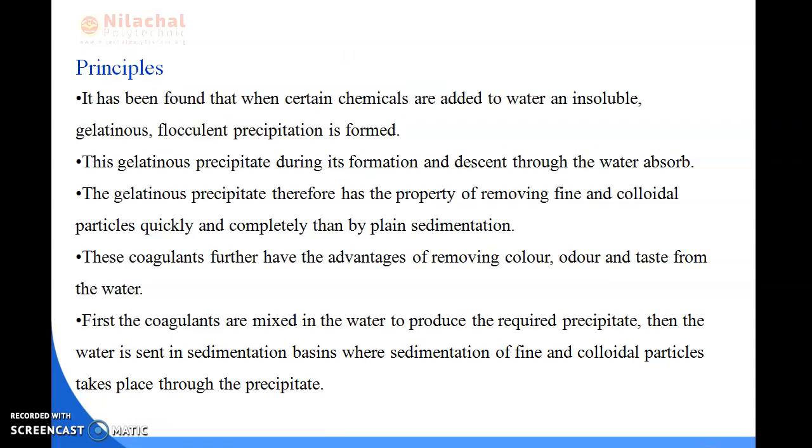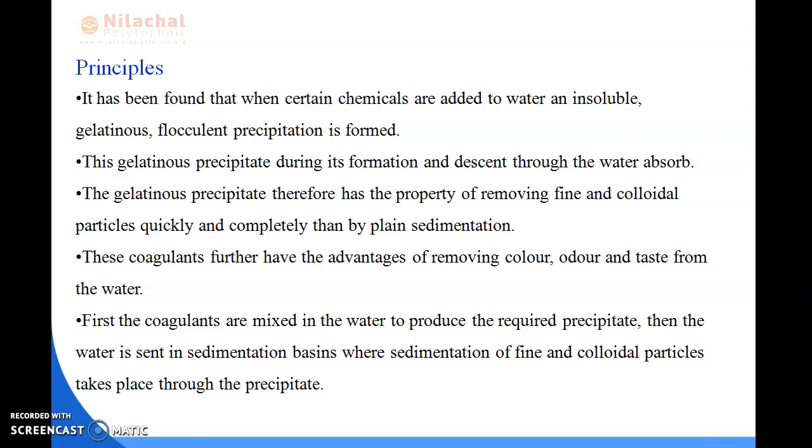It has been found that when certain chemicals are added to the water, an insoluble, gelatinous flocculent precipitate is formed. This gelatinous precipitate, during its formation and descent through the water, absorbs impurities. The gelatinous precipitate therefore has the property of removing the fine and colloidal particles quickly and completely than by plain sedimentation. These coagulants further have the advantage of removing color, odor and taste from the water.